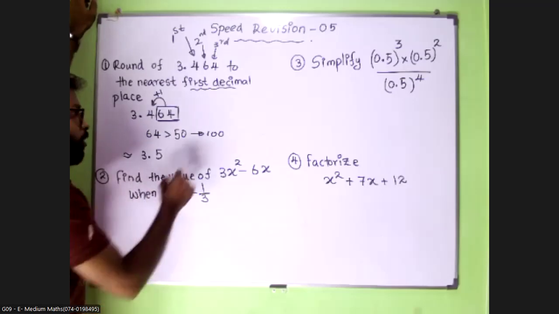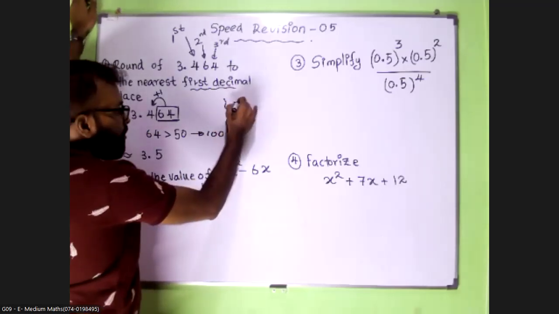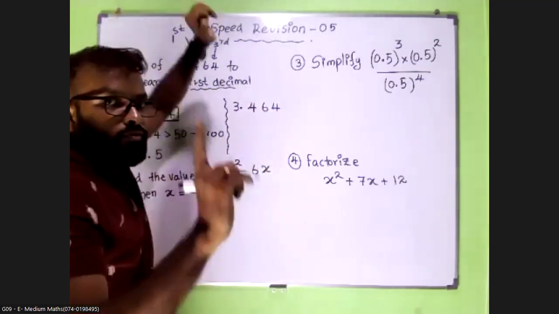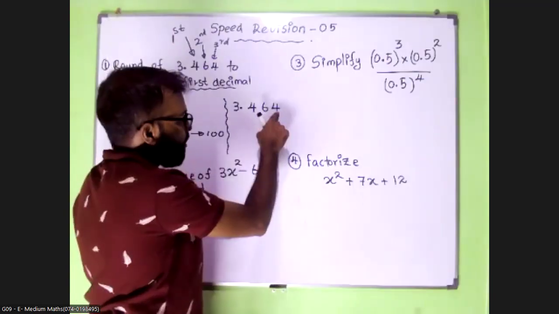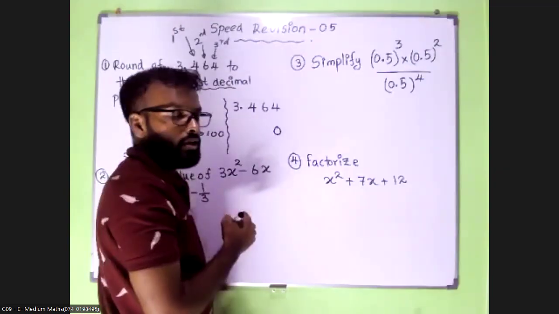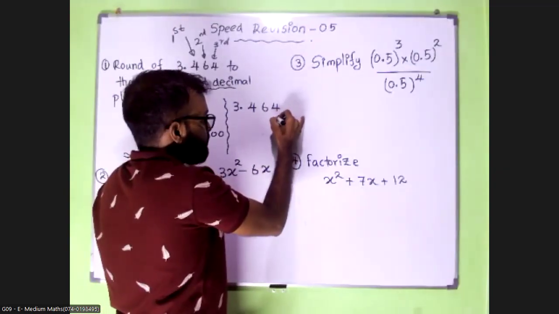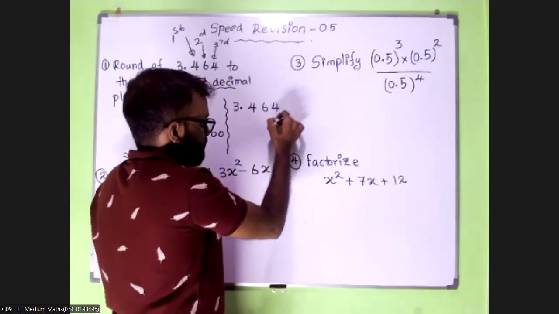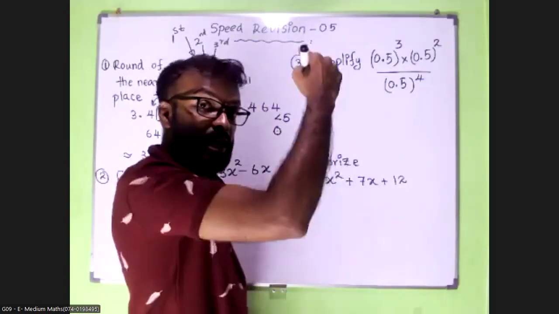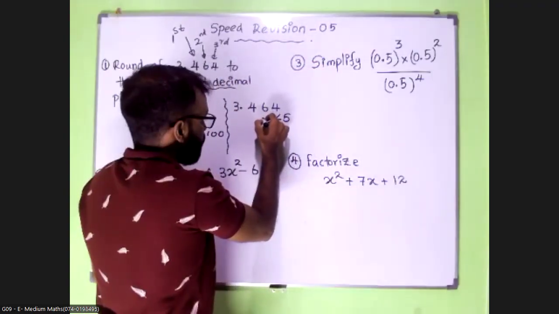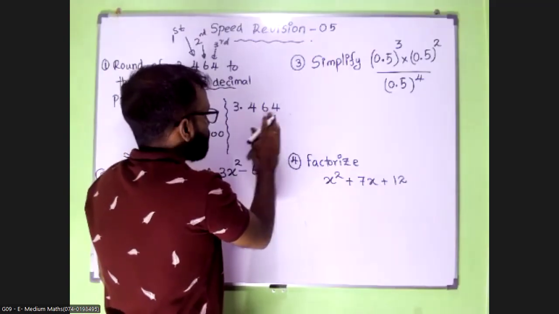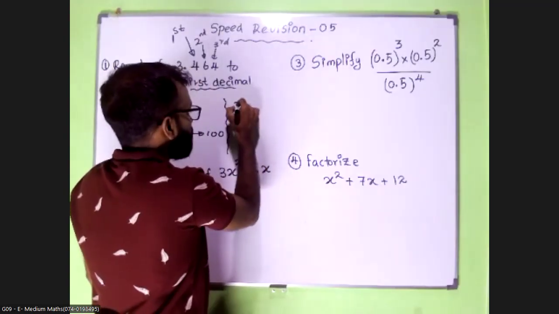3.5. Or else you can do this: 3.464, you can take one by one. Third decimal place, 4 is less than 5, so this should be 0. Then 6 is greater than 5. So I might write it something like this so that you can understand.